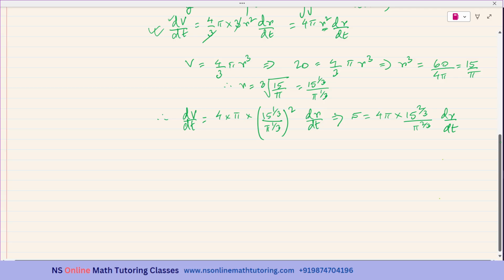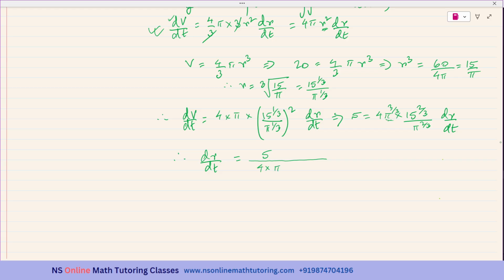And now we have to find the value of dr by dt. Therefore, dr by dt, and this is pi, means this is pi to the power of 3 over 3. Pi means pi raised to the power of 1, and 1 can be written as 3 over 3, and divided by pi raised to the power of 2 over 3. So this will be pi raised to the power of 1 over 3, right? Okay, so I am writing this as 5 over 4 times pi raised to the power of 1 over 3 times 15 raised to the power of 2 over 3. Let's see what do I get as the answer.